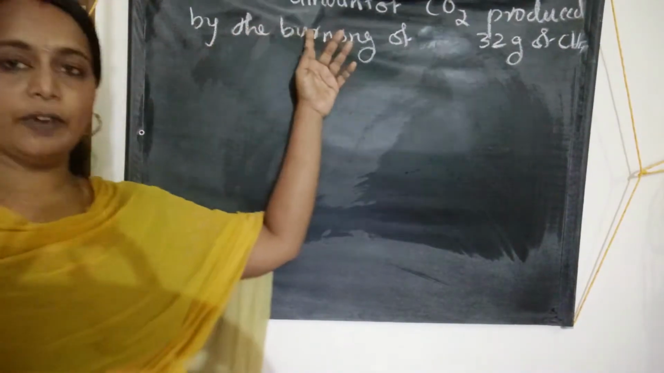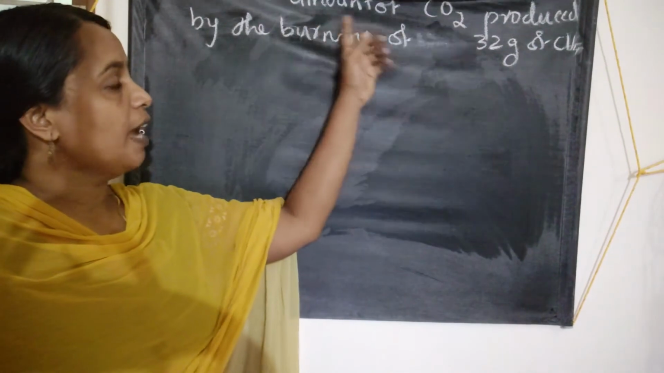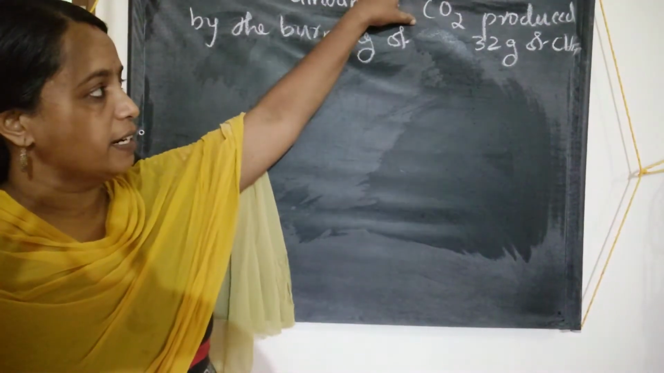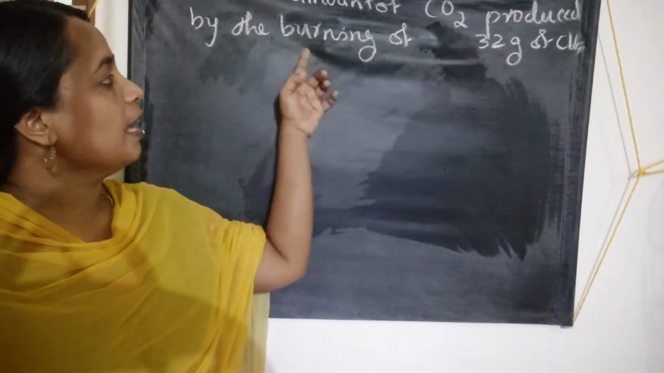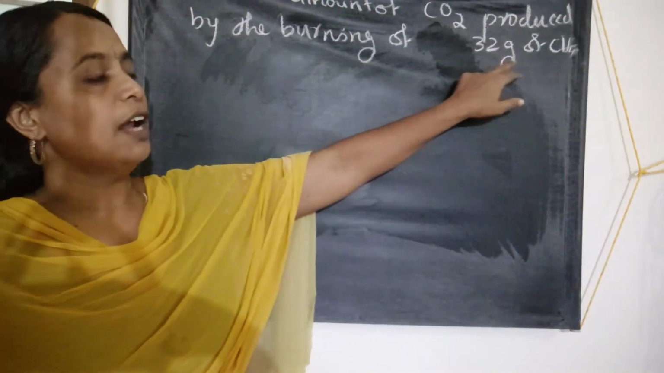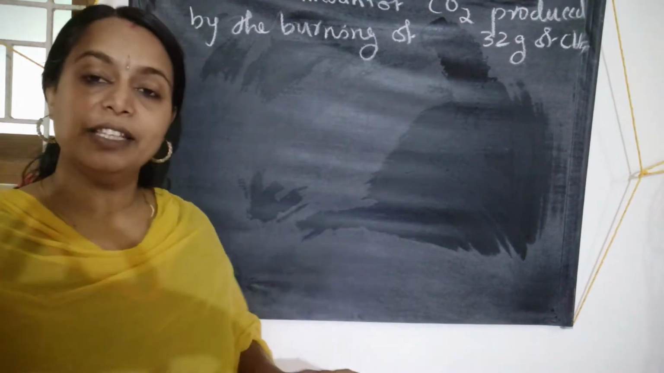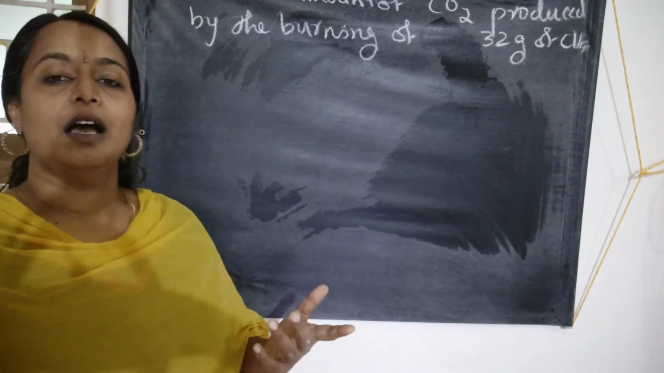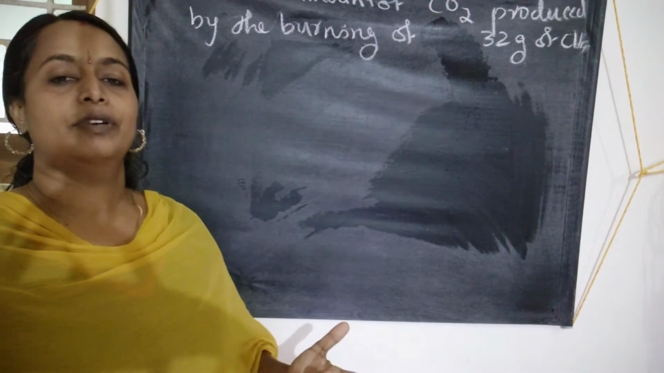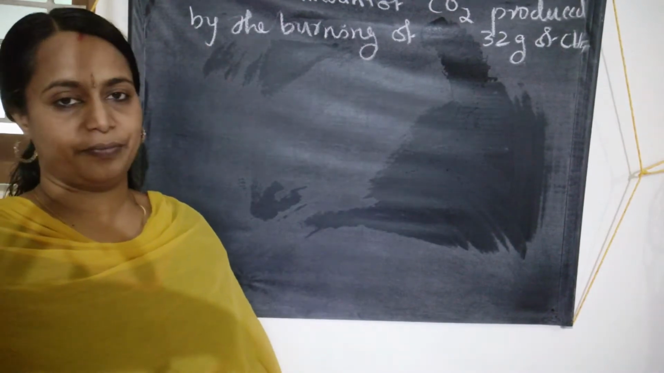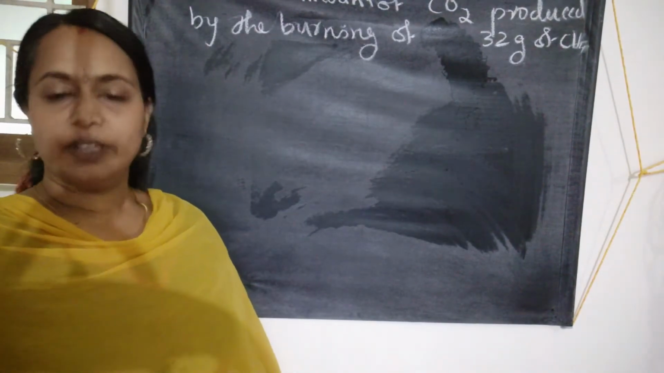Let us do one problem. Calculate the amount of carbon dioxide produced by the burning of 32 grams of methane. That is, when 32 grams of methane is burnt, how much mass of carbon dioxide is produced? That is the question.